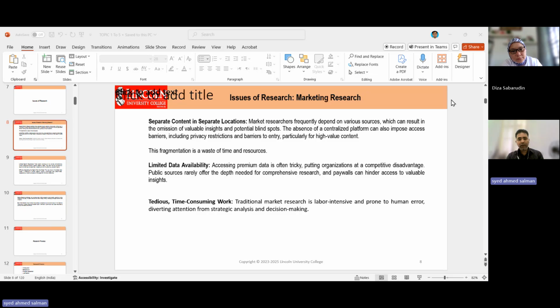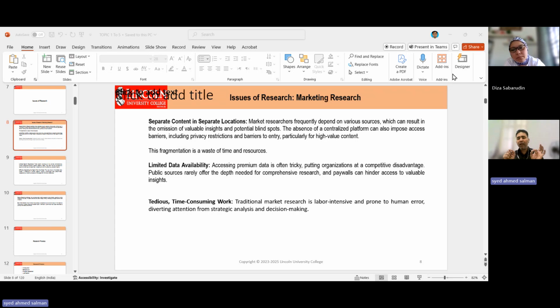Okay. The second issue related to marketing research: limited data availability. Accessing premium data is often tricky, putting organizations at a competitive disadvantage. Public sources rarely offer the depth needed for comprehensive research, and paywalls can hinder access to valuable insights. Do you understand this point?